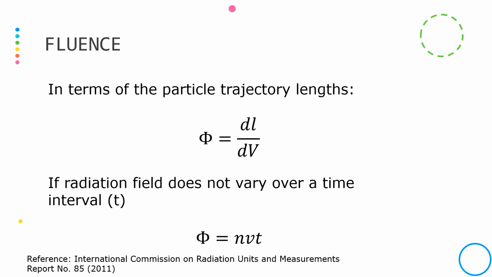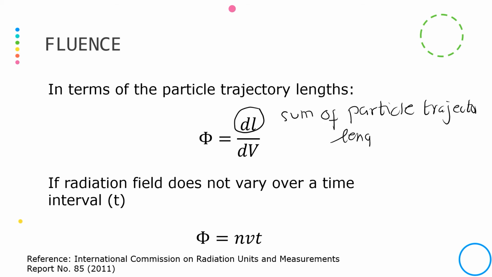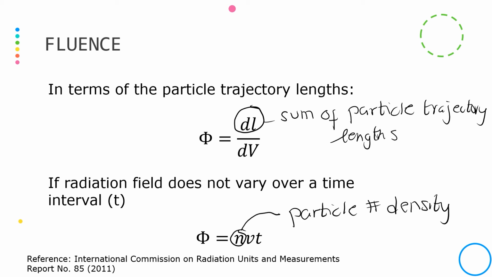In dosimetric calculations, fluence is frequently expressed in terms of the lengths of the particle trajectories. So we have your fluence Phi here, which is equal to dl over dv, wherein dl is the sum of the lengths of the particle trajectories in a certain volume dv. If the radiation field does not vary over a time interval t, we can define your fluence Phi as follows: nvt, wherein n here refers to the particle number density, v is the velocity, and t is the given time interval.